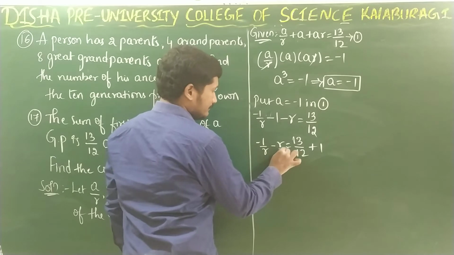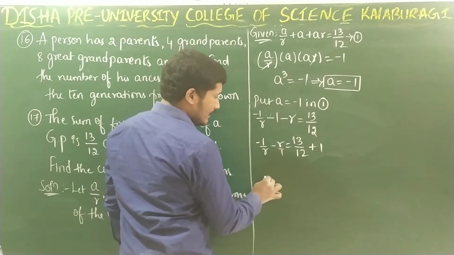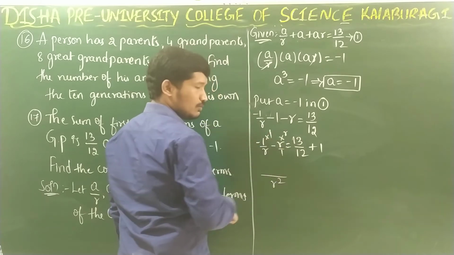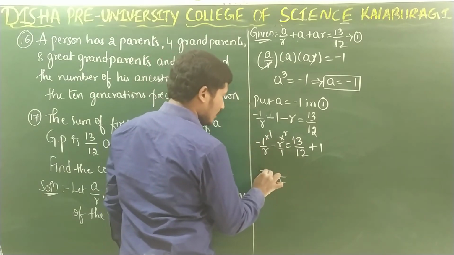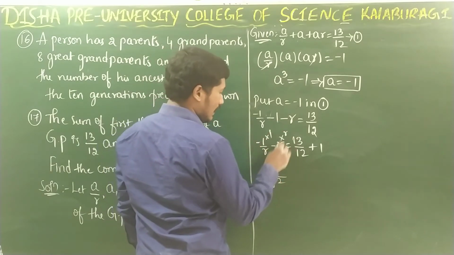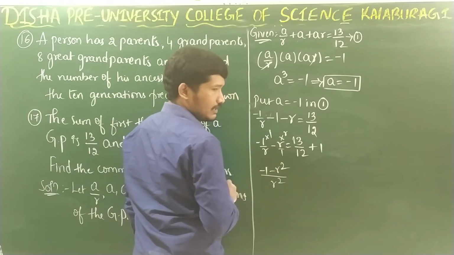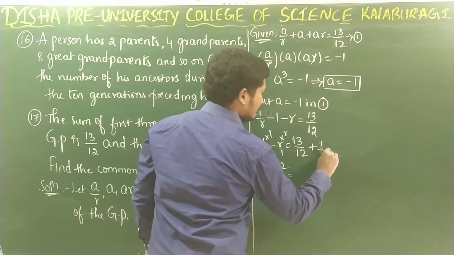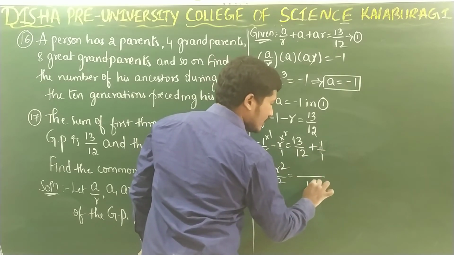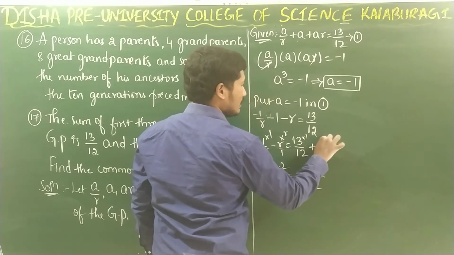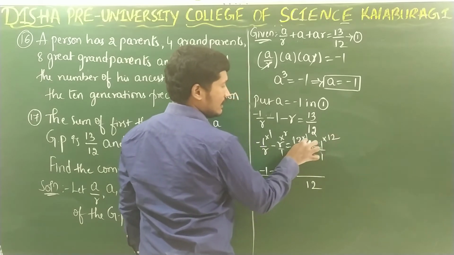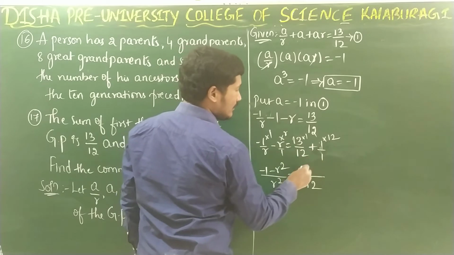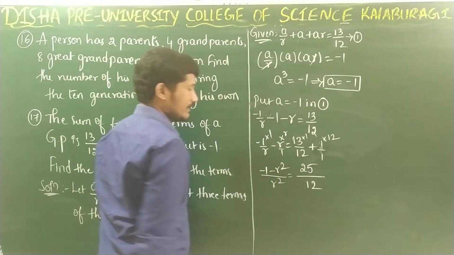Right? So here the LCM will be r square. So this is into r, this is into 1. So minus 1 into 1 will be minus 1. Minus r into r will be minus r square is equal to, again see this one. Here the LCM will be 12. So 12 ones are 12, 1 12s are 12. So 13 ones is 13 plus 1 12s is 12. 13 plus 12 will be 25.